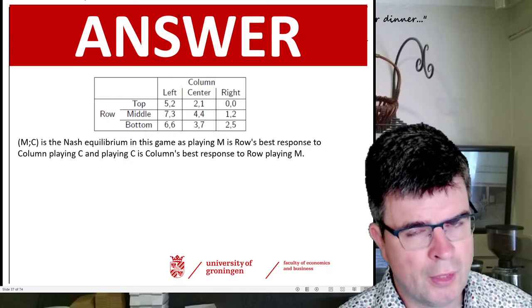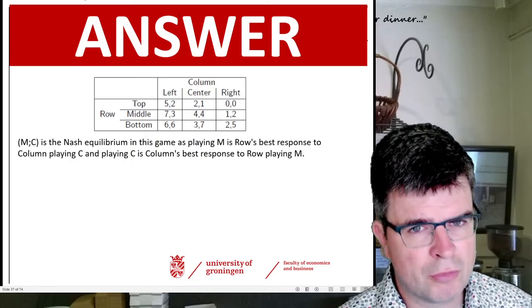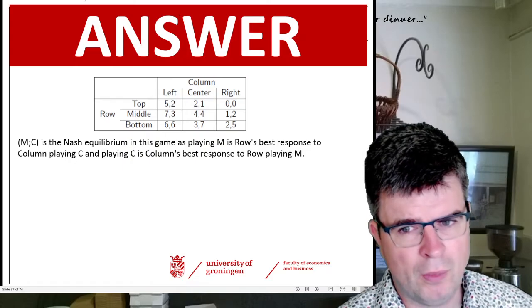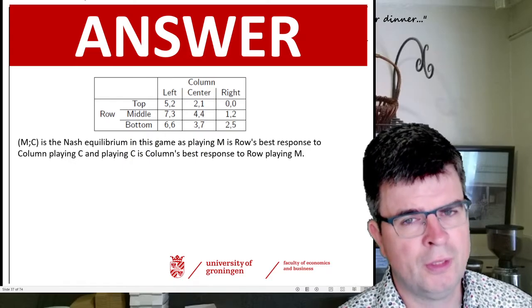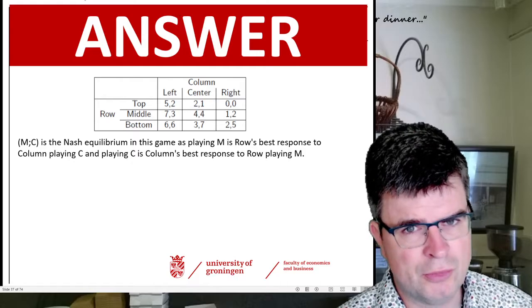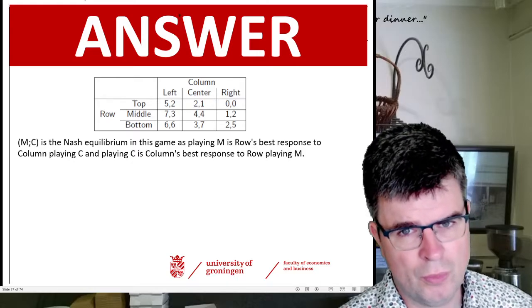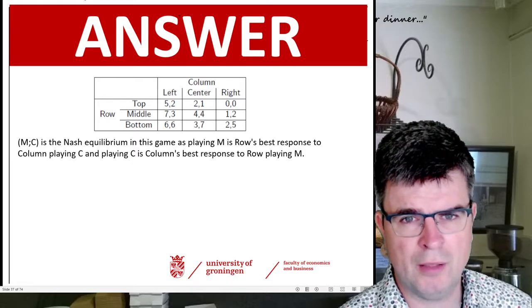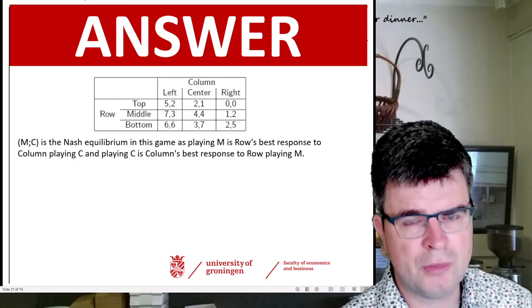And again, the equilibrium pair of strategies is denoted as middle center, and you should not answer that the equilibrium is 4-4, although those are the payoffs associated with the equilibrium pair of strategies middle center.